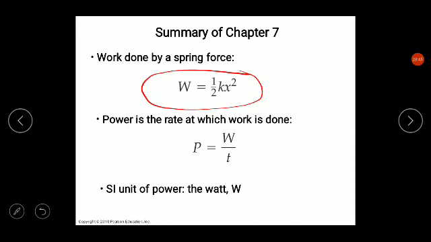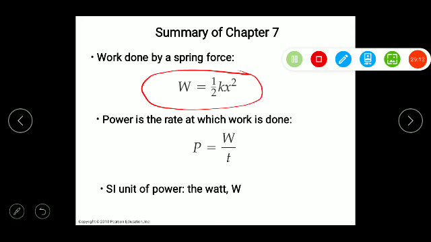Okay, so in the next presentations that I will be having, we'll be dealing with the application of work into certain problems. With this presentation, I'm hoping that you learned something from this. That's all for this session.